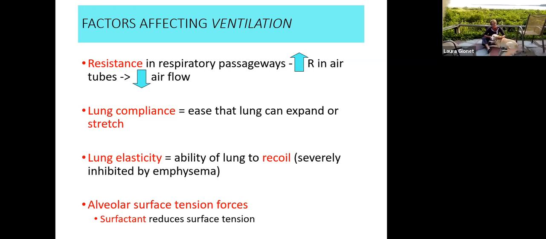Factors that affect ventilation are similar to the factors that affect, like we were talking about, blood flow through blood vessels. It's along those same lines. You want to facilitate the maximum amount of air entering and exiting this system, and changes can occur anywhere from the nostrils all the way down to the alveoli. So things that could affect it is the resistance along the passageways. If we increase resistance, we decrease airflow. Just like in the blood vessels, if we increase resistance, we decrease blood flow.